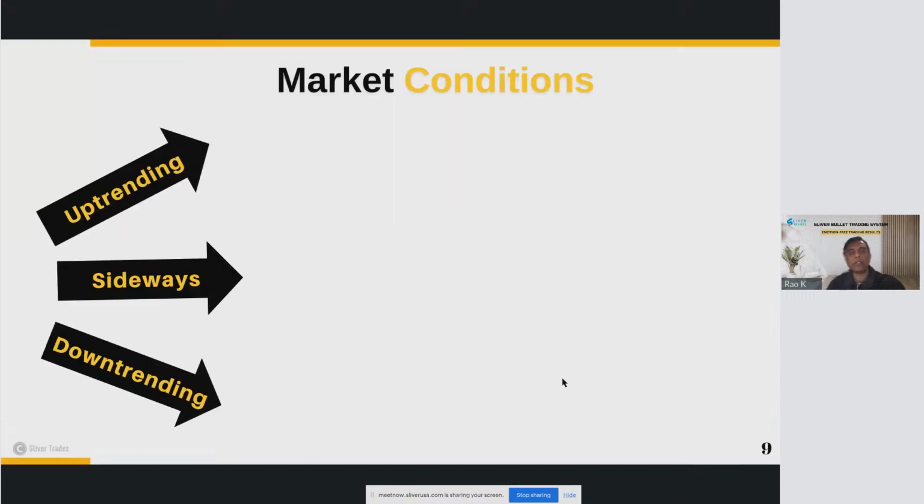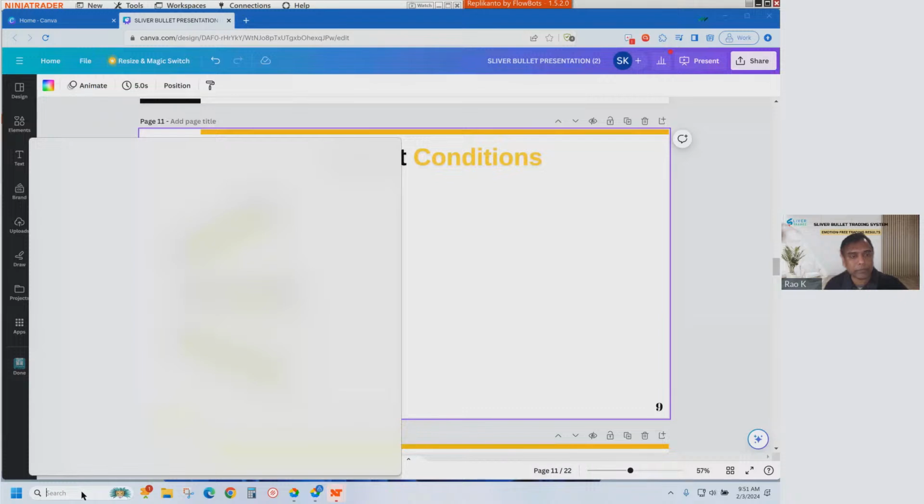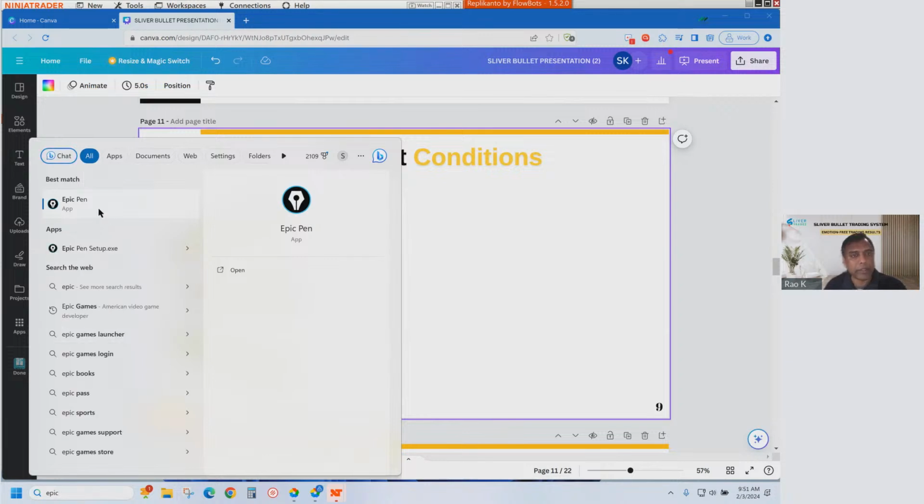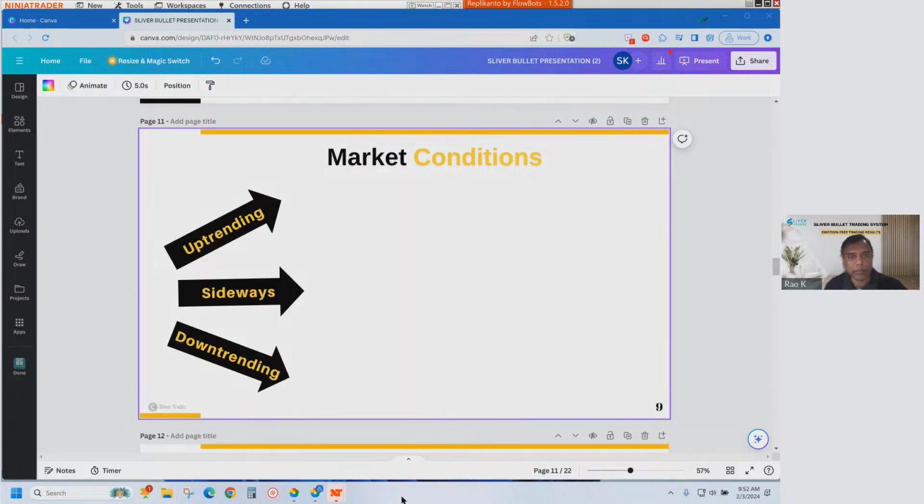So now let's understand how the market conditions look like, and what market conditions our software is most efficient and effective. So let me grab my pen so I can draw something on the screen here and show you what I mean. Yeah, we got the pen.